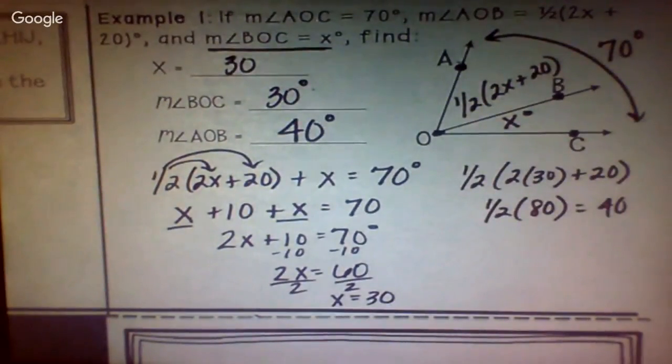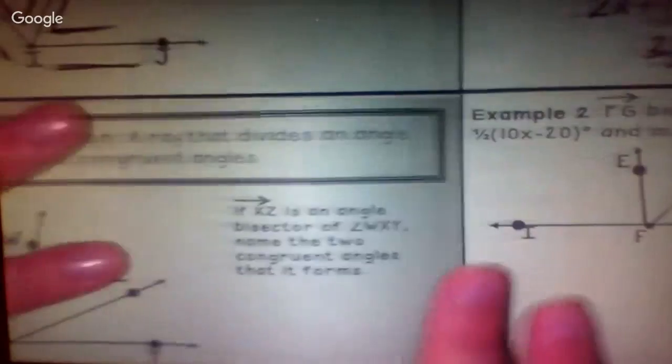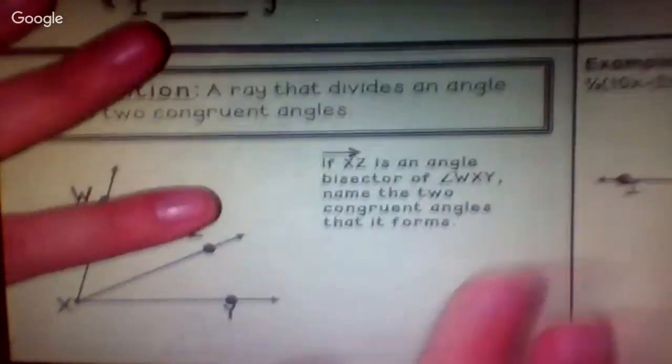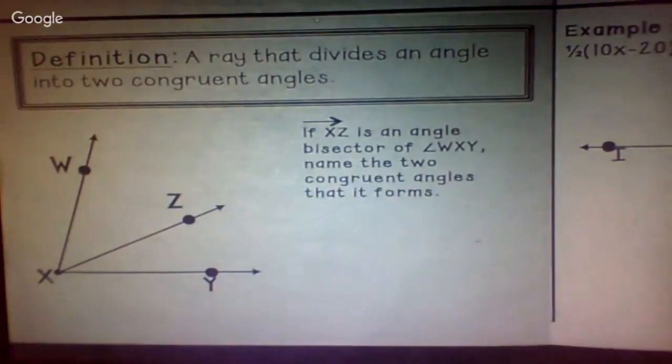Okay, we need to talk about an angle bisector. An angle bisector. Just like a segment bisector, it cuts the segment in half. Well, an angle bisector cuts the angle in half.